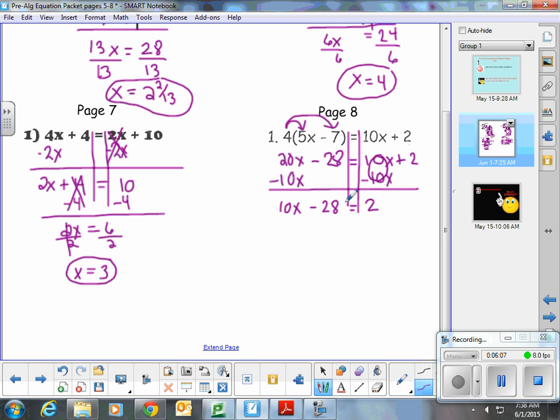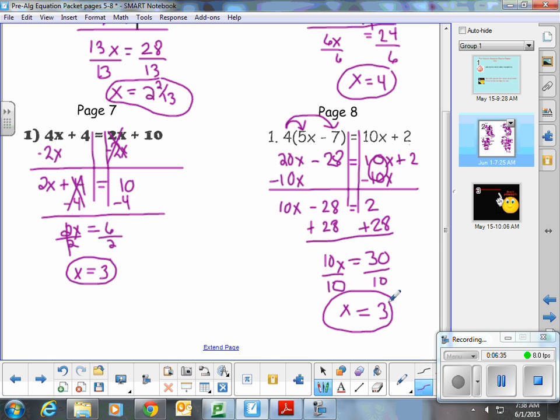Now to get the x alone, we're going to get rid of the minus 28 by adding 28 to both sides. So 10x equals 30. Now divide both sides by 10. X equals 3 is your final answer. Again, you can check your work by plugging that back in for x, and the two sides should equal each other.